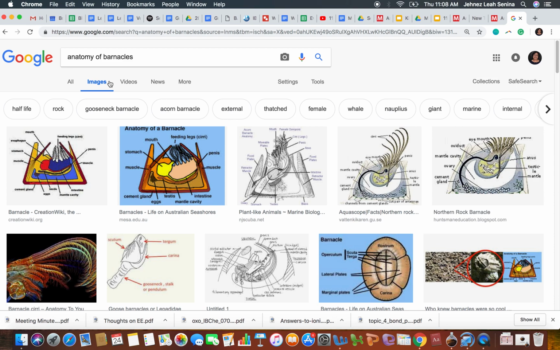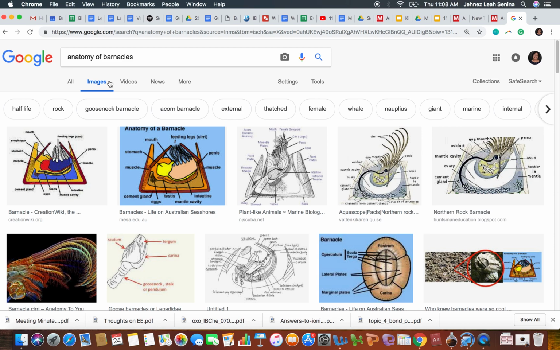Okay, so this is the anatomy of your barnacle. Oh, by the way, this lecture is being recorded, so whoever's going to listen, excuse the commercial. This part of your barnacle has muscles. This opens and closes to allow movement of water in, so that your barnacle can get nutrition or food from the water. So this muscle moves.